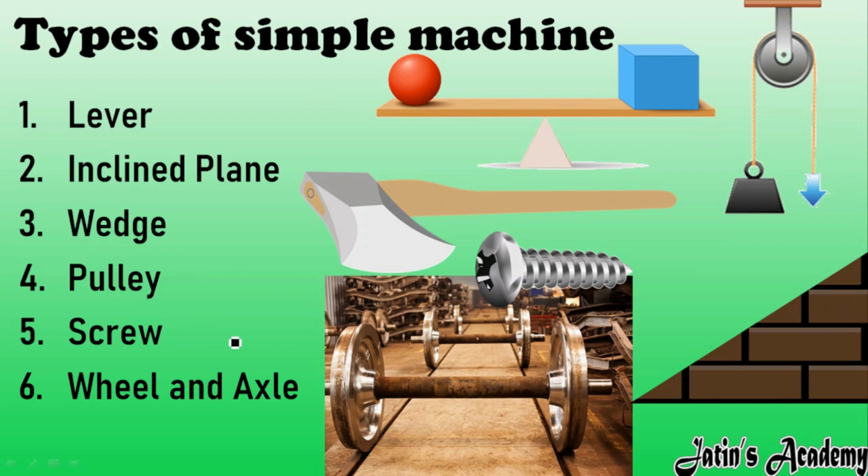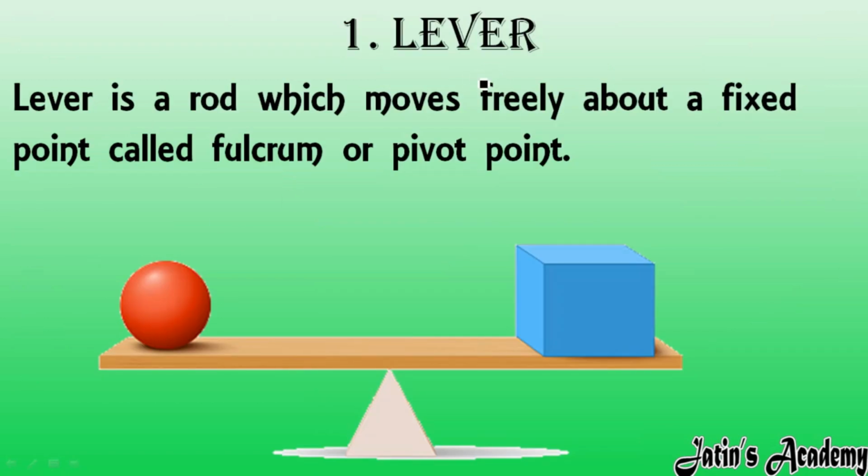So let us start with the first simple machine, that is lever. What do you mean by lever? Actually a lever is a rod. This kind of rod moves freely about a fixed point, and this fixed point about which the rod moves freely is known as fulcrum, or you can say pivot point. Pivot point means the fixed point about which this rod is going to move.